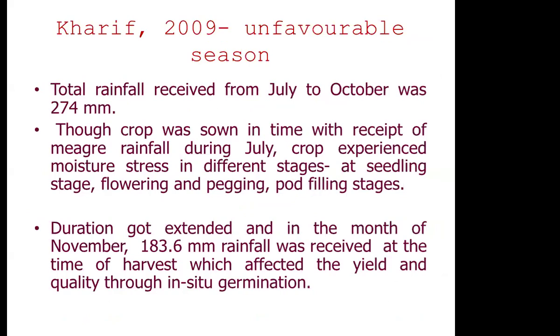Kharif 2009 was a very highly unfavorable season. Total rainfall received was only 274 mm from July to October. Though there were drizzles in between, there was stress at each and every stage: seedling, flowering, pegging, pod building stages. At the end of the crop season, 183 mm rainfall was received, that contributed for fresh germination, again in situ germination, and it didn't help the crop.